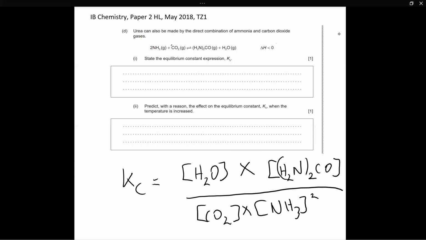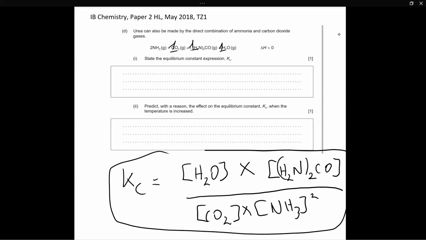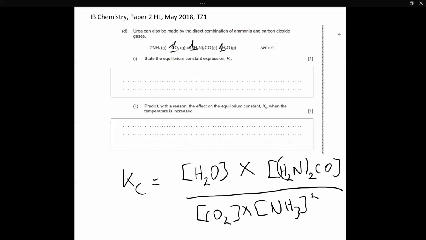If over here it was 3 CO2, I would have cubed it. If H2O was 7, I would have done it to the power of 7. But that's not the case over here. We just have 1, 1, and 1, and you can just imagine there's a 1 over here. Anything to the power of 1 doesn't make a difference, so I just haven't written that. But you must know that you should put the concentration to the power of the coefficient, whether it's in the products or the reactants. Anyway, this is the expression of Kc.